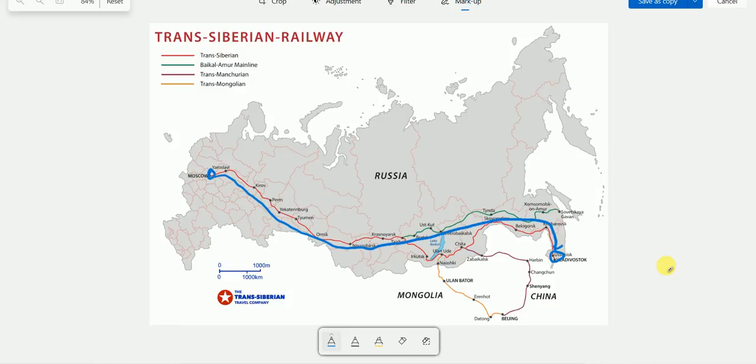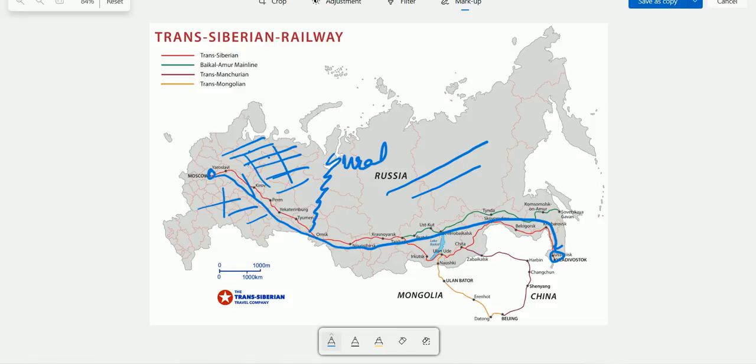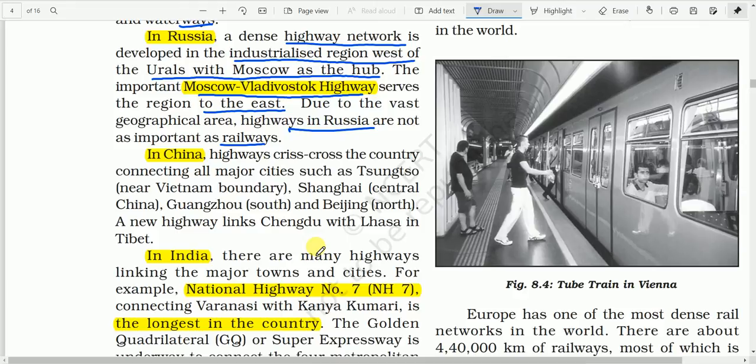railway here. Okay, and here we have the Ural Mountain, and the west of Ural Mountain, this region is a highly developed, highly industrialized area. And in this area, highway transportation is well developed in Russia. But here in the Siberian part, railways are more important than the highways.